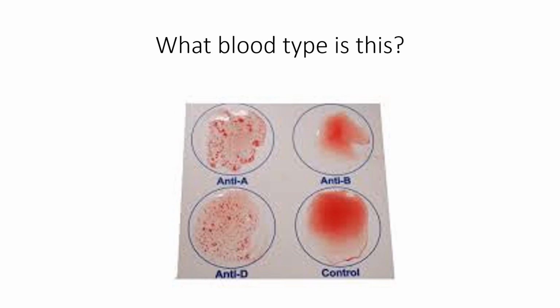When it's treated with the anti-B antibody, you get no clumping, meaning that the B antigen is not present on that blood. However, when you treat it with the anti-D antibody, the antibody that's directed against the Rh factor, you get clumping, meaning that this person has the A antigen on their erythrocytes and they have the Rh factor on their erythrocytes, so they are A positive.